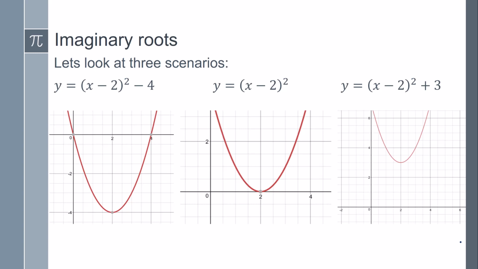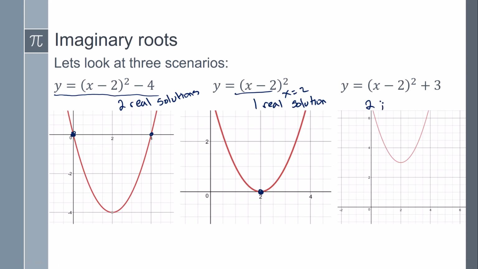Now we can solve this statement here, and if you solve it, you're going to get zeros 0 and 4. We have two real solutions. For this one right here, if I set that equal to 0, you're going to get x equals 2. We only have one real solution. But in this third scenario here, if you were to try and solve it, you're not going to get any real solutions, you're going to get two imaginary solutions.